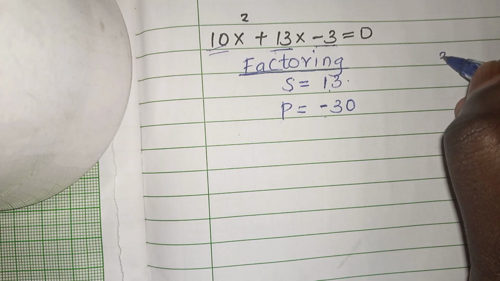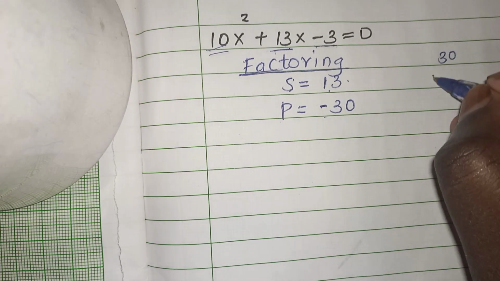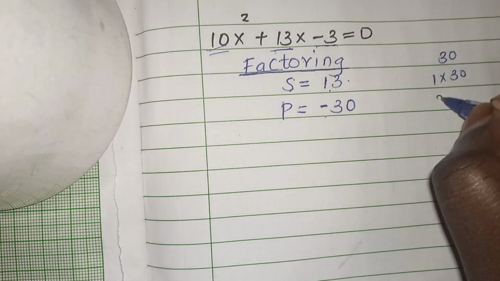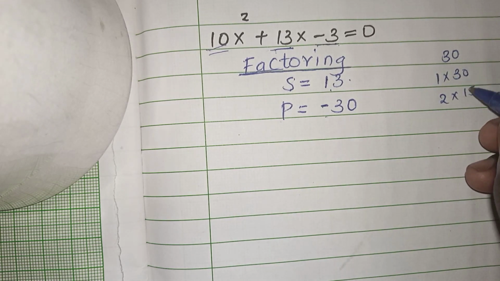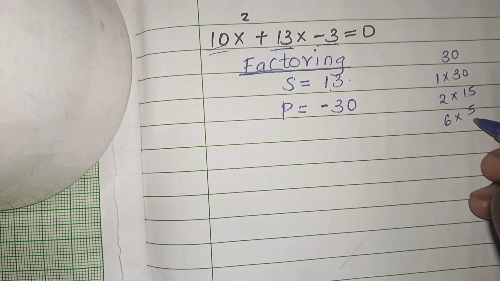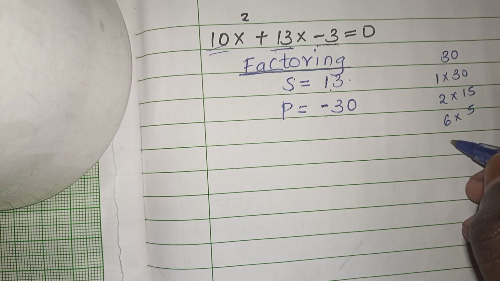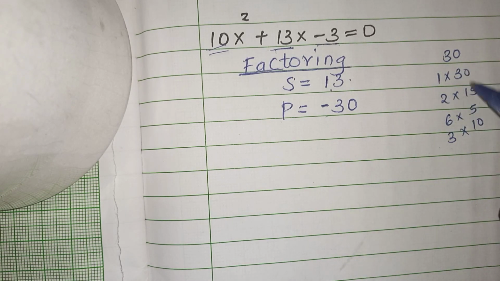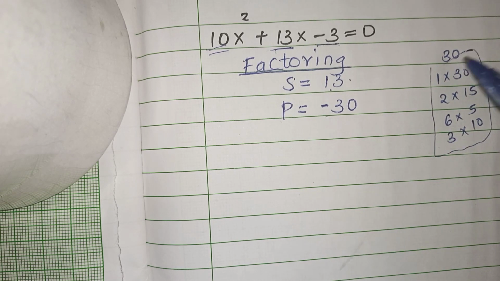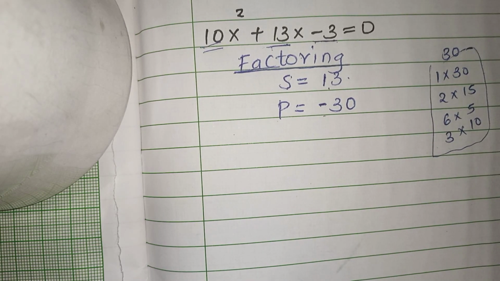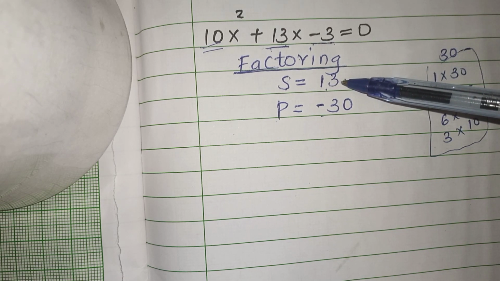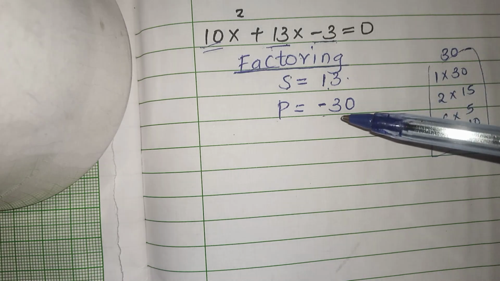So for these two numbers, we are going to look for the factors of 30. We have 1 times 30, which gives us 30. We have 2 times 15, which gives us 30. We have 6 times 5, which gives us 30. We have 3 times 10, which gives us 30. So for these factors, we will look for two numbers which, when we add them, give 13, and when we multiply them, give negative 30.